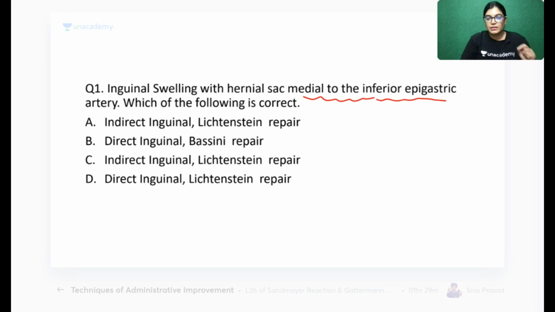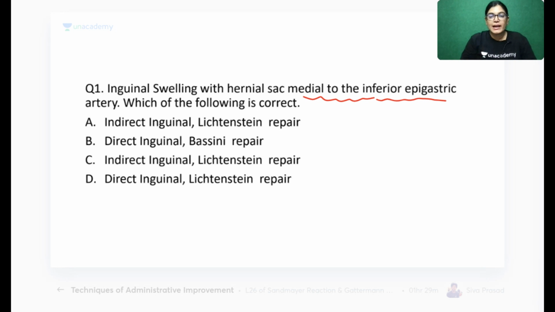Inguinal swelling with, okay, B. Anayana is telling me it's B. What about others? Indirect inguinal, and the repair is Lichtenstein repair. So these are the names given after the surgeons or the persons who were first to perform this.